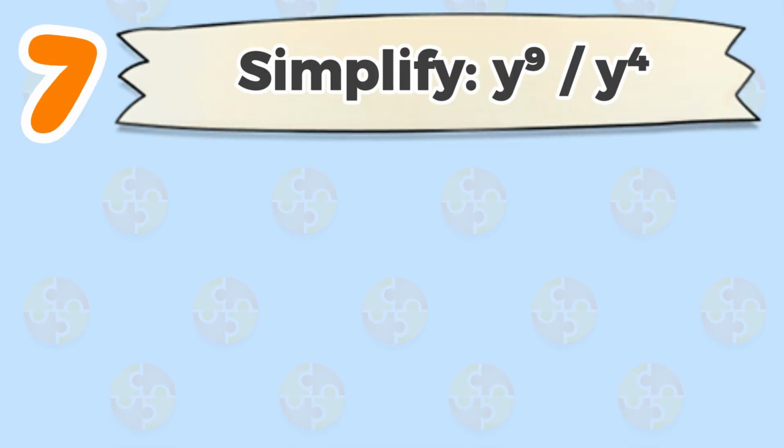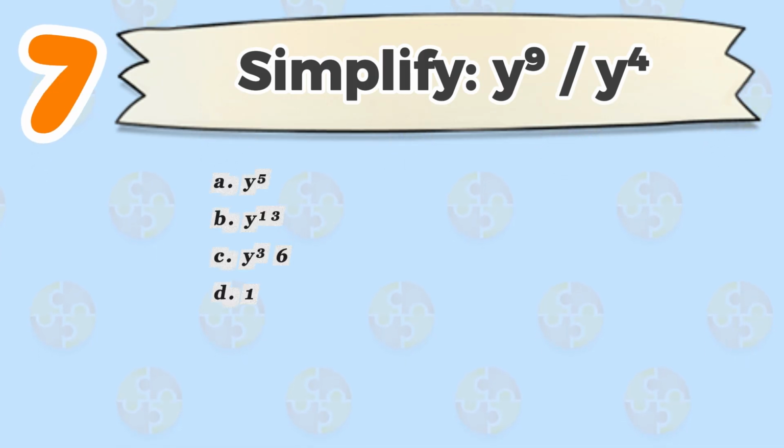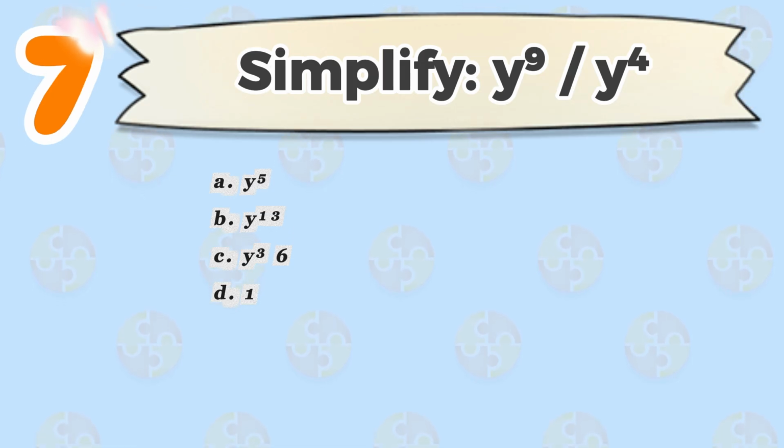Question number 7. Simplify y to the 9th power divided by y to the 4th power. The choices are A. y to the 5th power, B. y to the 13th power, C. y to the 6th power, D. 1.